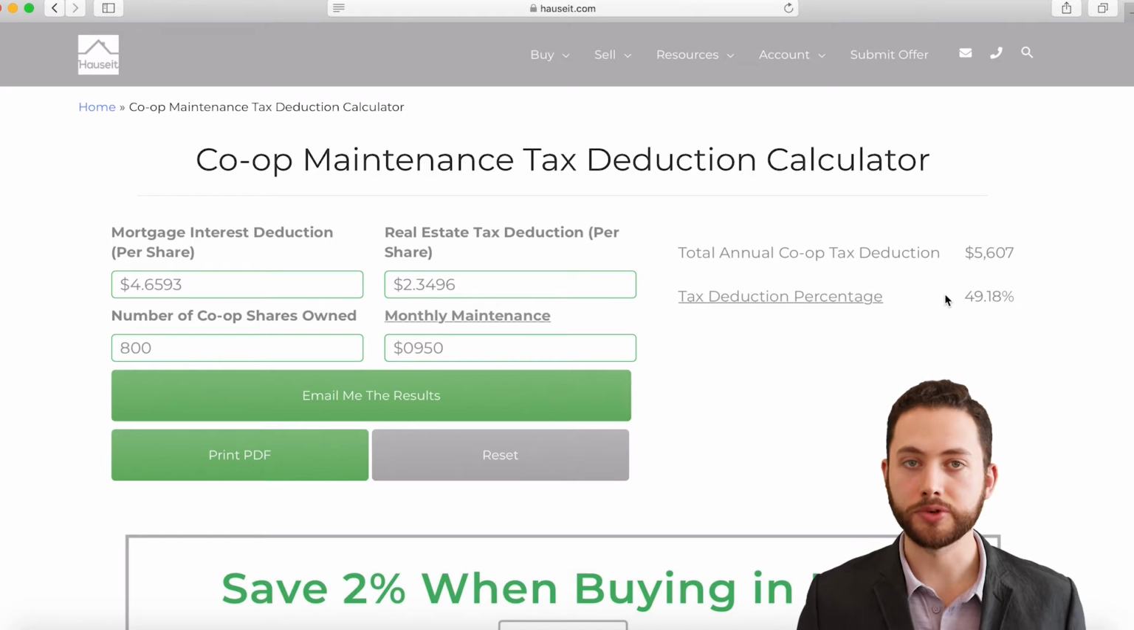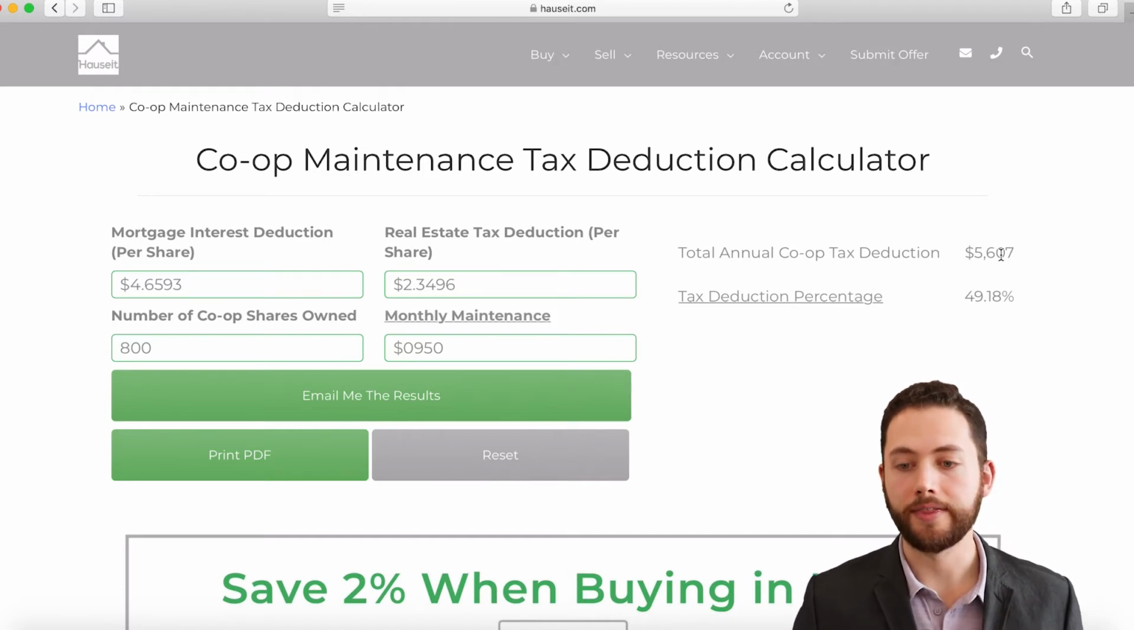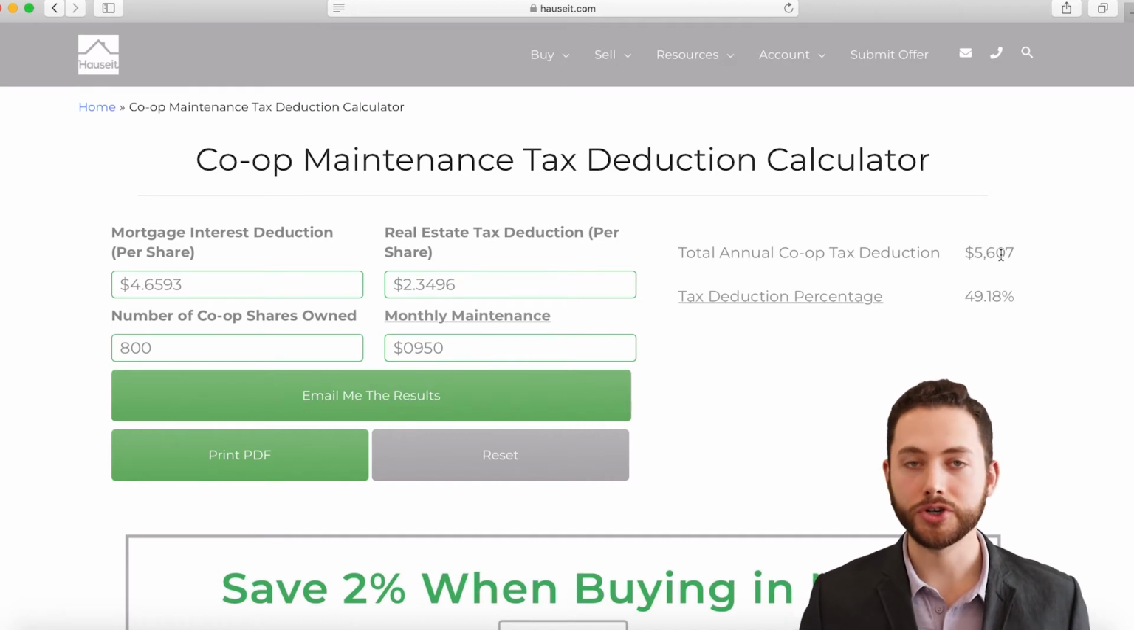Now, the tax deduction percentage is calculated by taking that $5,607 figure and dividing it by the monthly maintenance times 12. And that's how we end up with 49.18%. Now let's ask a question. Why do co-op buildings have different percentages of tax deductibility?